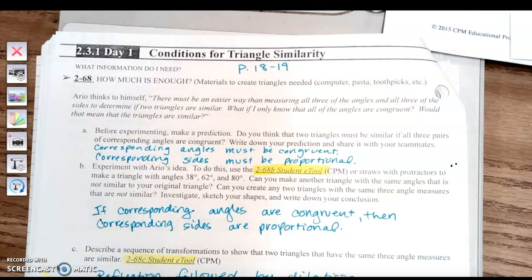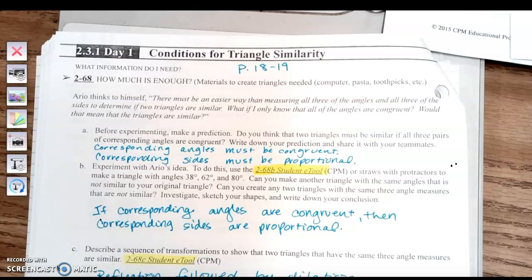So for part A, it says, before experimenting, make a prediction. Do you think that two triangles must be similar if all three pairs of corresponding angles are congruent? And write down your prediction and share it with your teammates. Okay? So you should have something like, I think that all the angles must be congruent and all of the corresponding sides must be proportional.